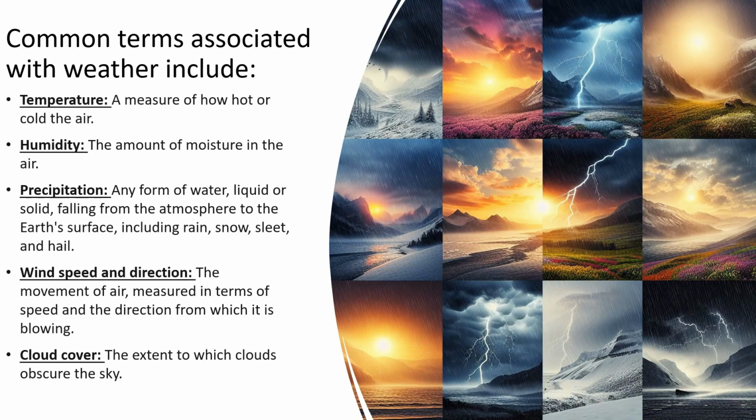Common terms associated with weather include: 1. Temperature, a measure of how hot or cold the air is. 2. Humidity, the amount of moisture in the air. 3. Precipitation, any form of water, liquid or solid, falling from the atmosphere to the Earth's surface, including rain, snow, sleet, and hail. 4. Wind speed and direction, the movement of air, measured in terms of speed and the direction from which it is blowing. 5. Cloud cover, the extent to which clouds obscure the sky.